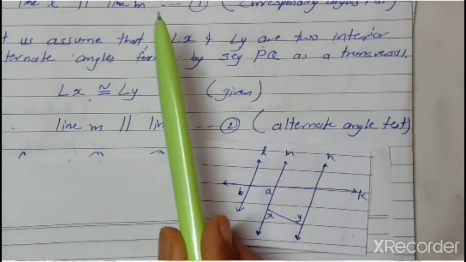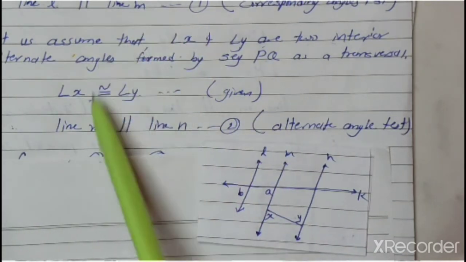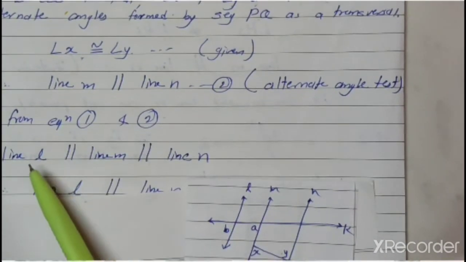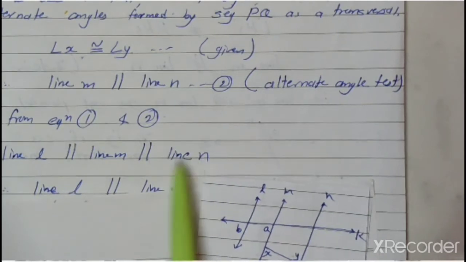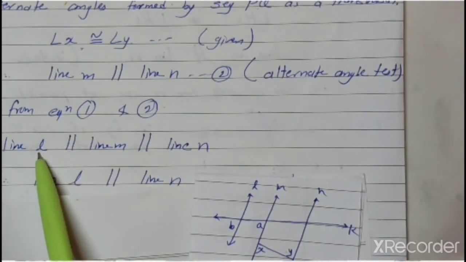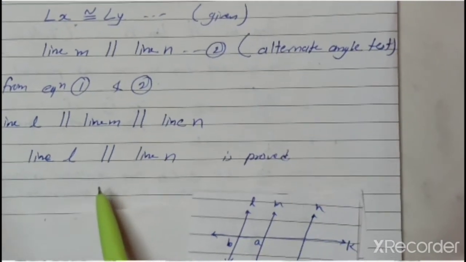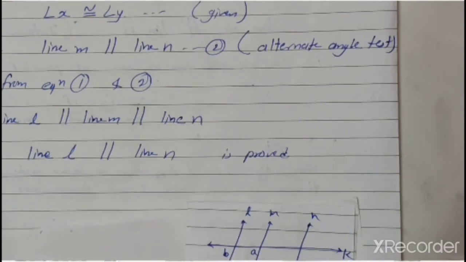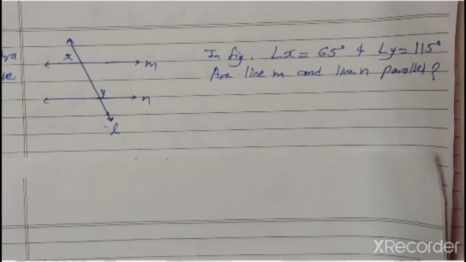Now see equation number 1 and equation number 2. Here line M is the common line. So from equations 1 and 2, line L is parallel with line M and line M is parallel with line N. So you can say line L is parallel with line N also. Hence our concept is proved.